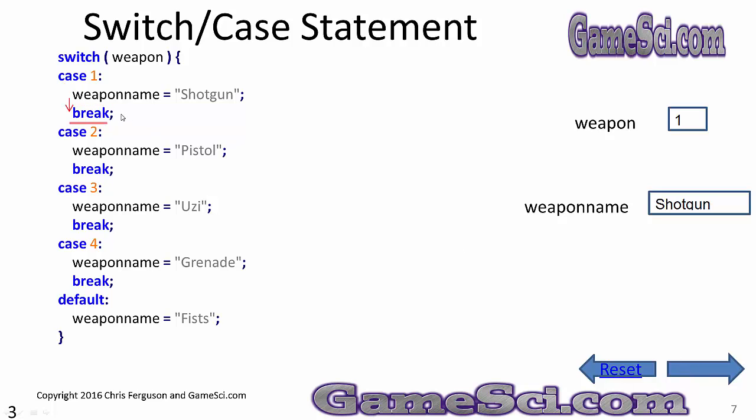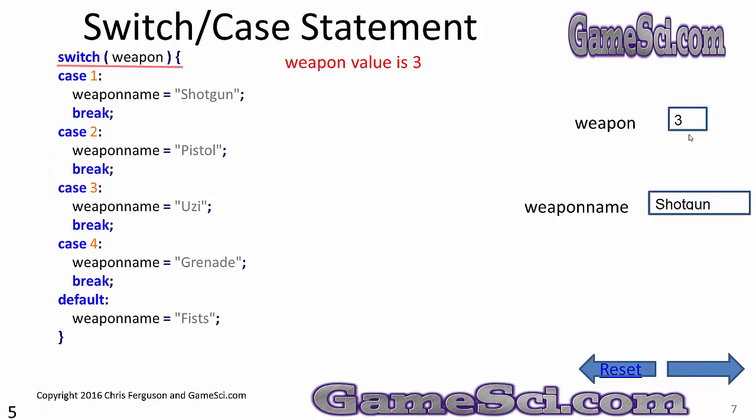After weaponName equals shotgun, it will hit what's called a break statement, and that literally says break me out of the case. I found my match, I set my weaponName, I want to break out of the code. And what the break statement does is it follows this path outside of the switch. It literally means break out of the switch, and the code after the switch case statement will execute. See what we're doing here? We're selecting one of these 5 different paths to execute.